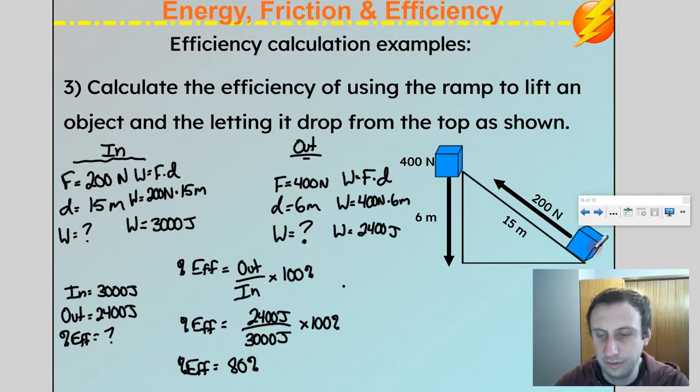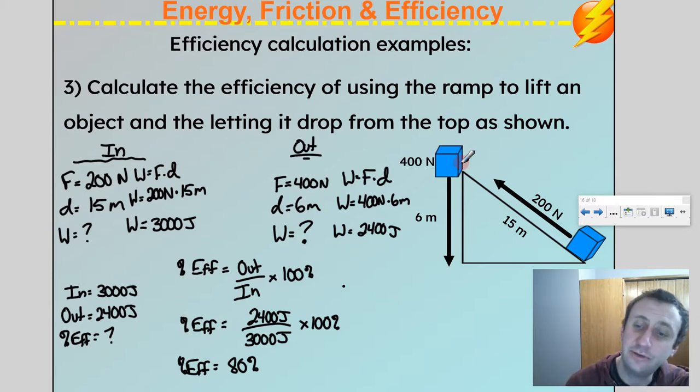So pushing the box up this ramp took 200 newtons of force over 15 meters. So it took essentially 3,000 joules of work to get it to the top of the ramp. And then once it was at the top of the ramp, it had 2,400 joules of gravitational potential energy. So the ramp was 80% efficient, and 20% of the energy that was put in, the work, was converted to heat by friction.